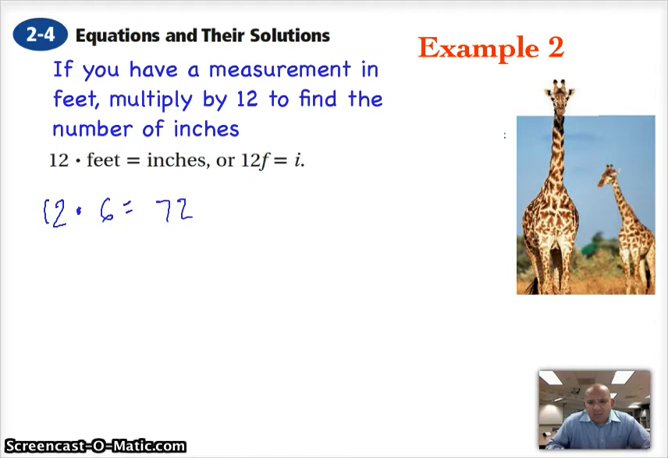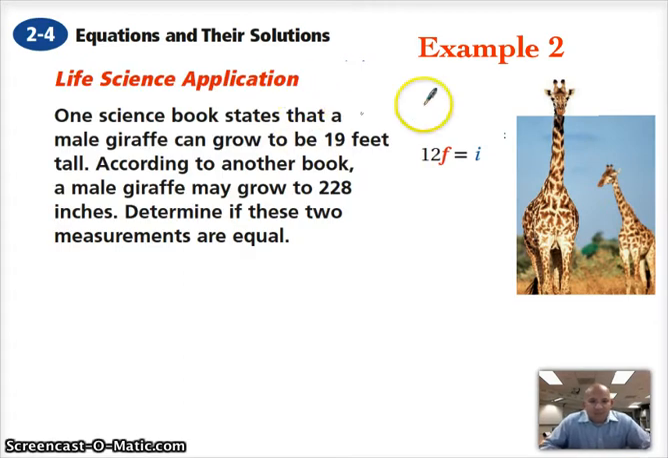This is going to come in handy when we look at this problem. One science book states that a male giraffe can grow to be 19 feet tall. According to another book, a male giraffe may grow to 228 inches. Determine if these two measurements are equal. So in one instance we have inches, in the other instance we have feet. We're looking to see if these books are saying essentially the same thing. So let's take a look at it.